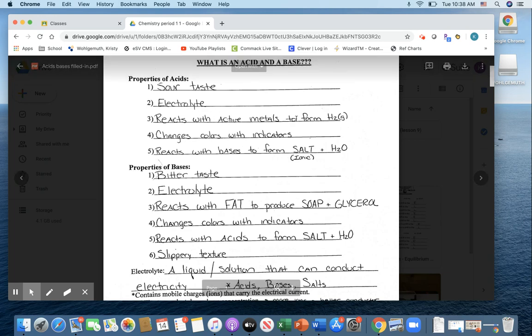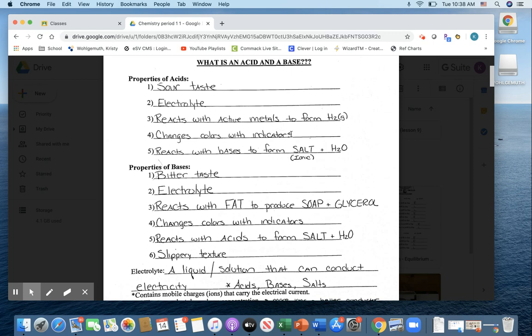Acids react with active metals to form hydrogen gas. You may remember early in the year, actually very early in the year, we did a lab where we took some magnesium metal and we put it into hydrochloric acid, and there was a whole lot of bubbling. Those bubbles were the hydrogen gas bubbles escaping from that single replacement reaction. So the magnesium went into solution and the hydrogen gas bubbled out.